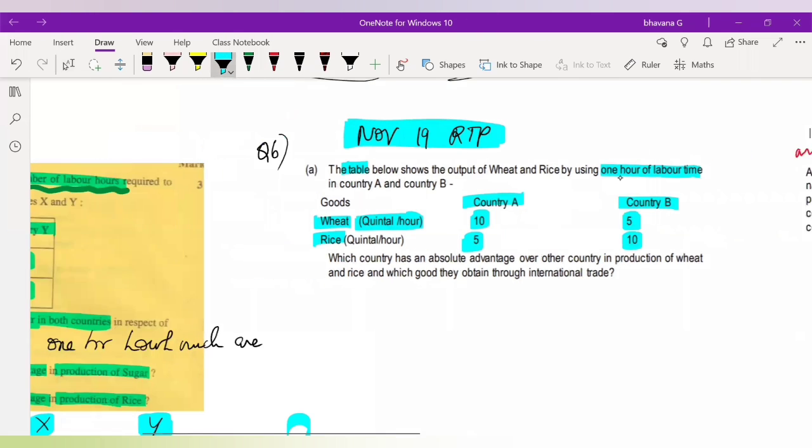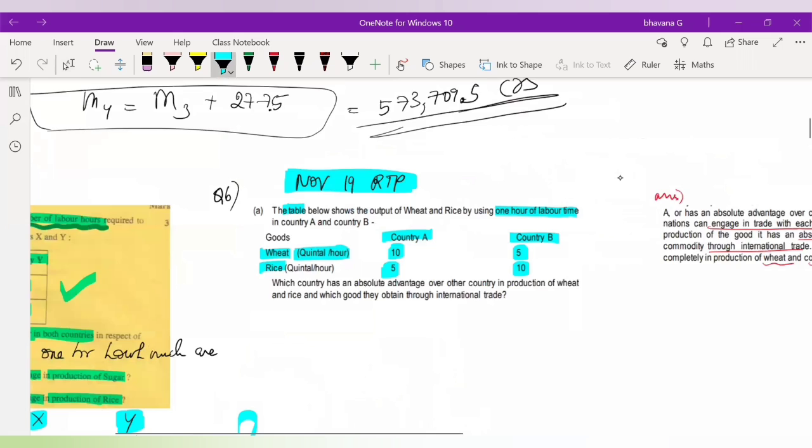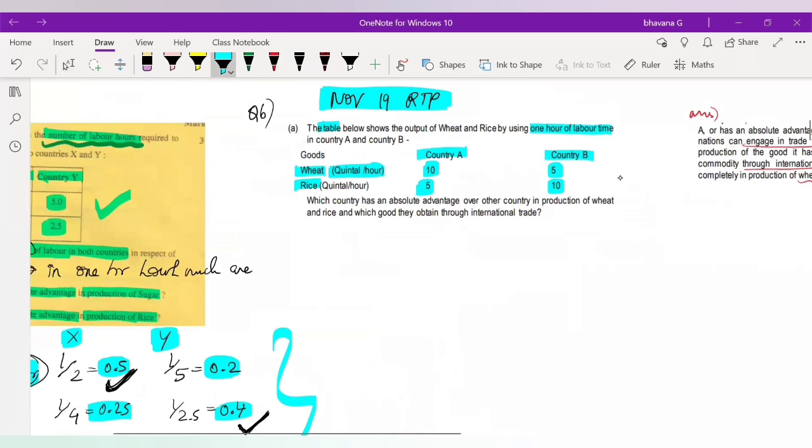Okay, so remember what is the difference in both questions. Here they have given you different labor hours, that means total labor hours for 1 unit, whereas here they have directly told you in 1 hour how much they are able to produce. So directly they have given you productivity.